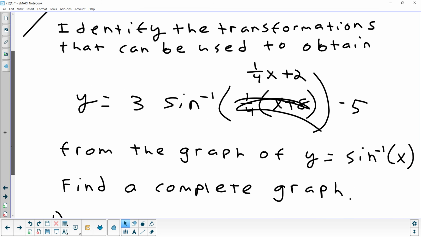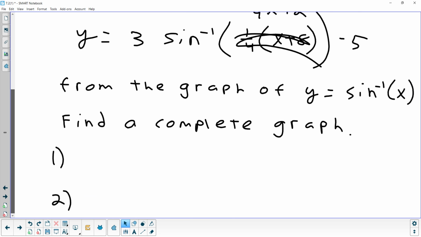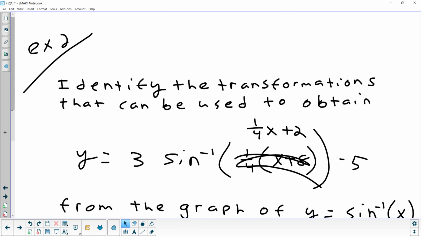So Ashley, what number do I focus on first? The 2. Yep. And Bailey, what's the 2 going to do? Move it to left 2. It's going to shift it, yeah, left 2. So let's just do shift left 2. Okay, perfect. Took care of the 2.